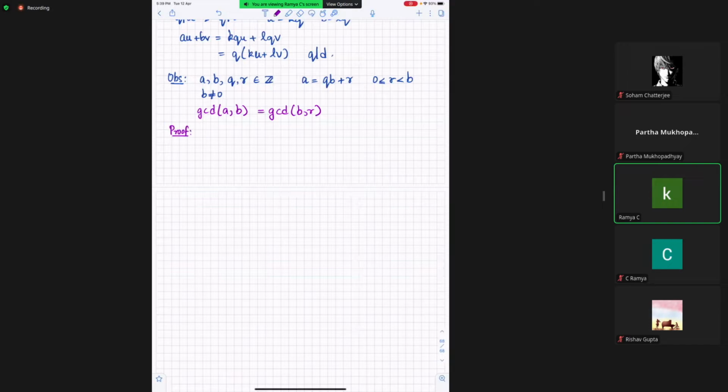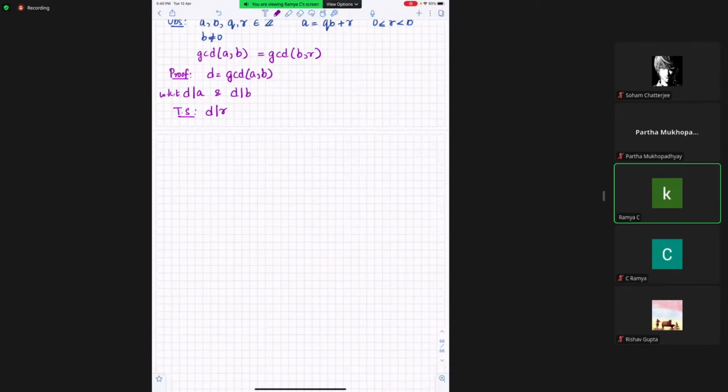I'm not sure if you've seen this in group theory, but whatever it is, you will see a proof that is number theoretic. Okay, so let D be the GCD of A and B. Now, what do I want to argue? I want to argue that this D is the GCD of B and R. So we know that D divides A and D divides B. This is something we know. And I want to show that D divides R and D divides B, which we know anyway.